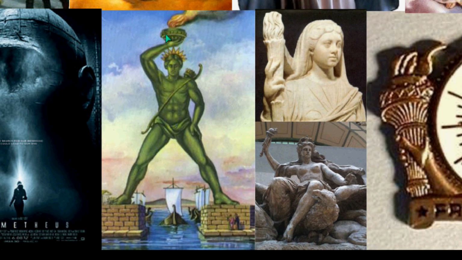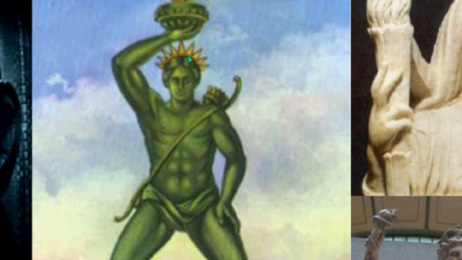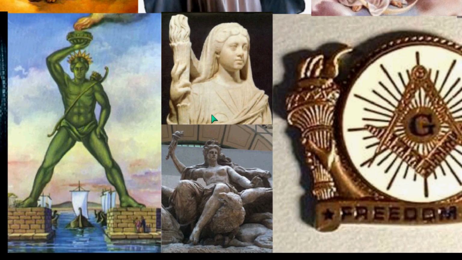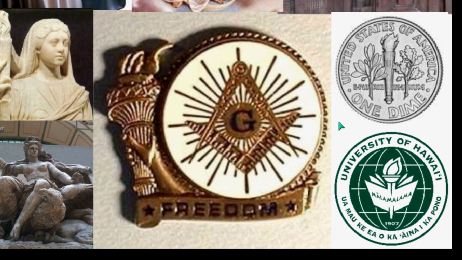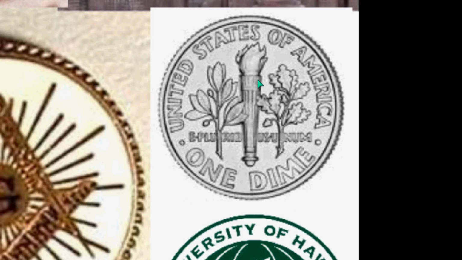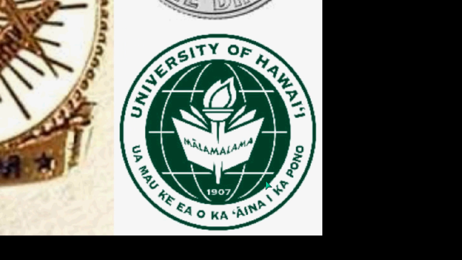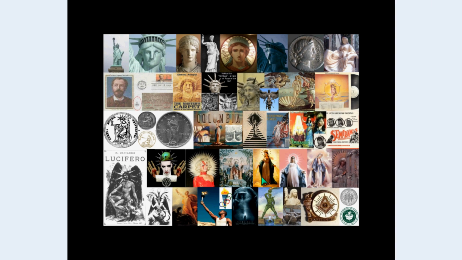Here's the Colossus and the similar depiction of the sun rays. Moving on with torches, torches in Freemasonry, the torch on the back of the US dime, and used in education. Now we'll move on.